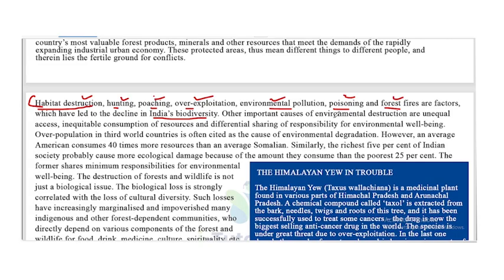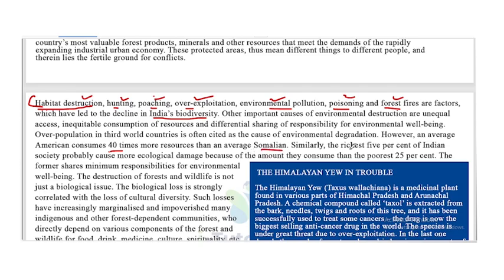Other important causes of environmental destruction are unequal access, inequitable consumption of resources, and differential sharing of responsibility for environmental well-being. Overpopulation in third world countries is often cited as the cause of environmental degradation. However, an average American consumes 40 times more resources than an average Somalian. So we know that the consumption of every individual is not the same.